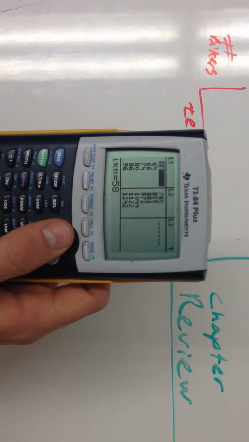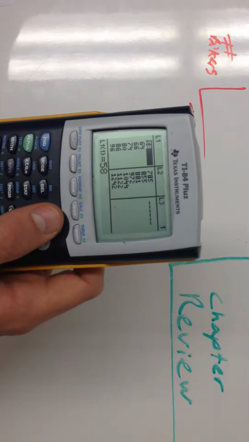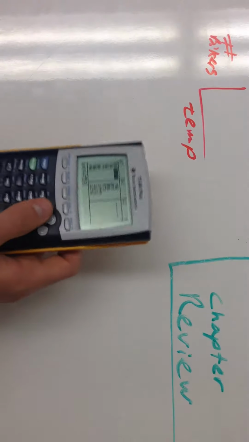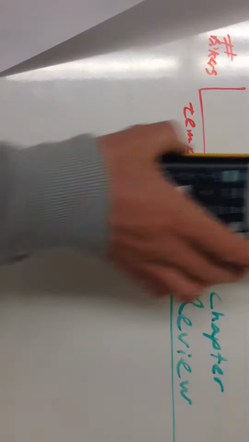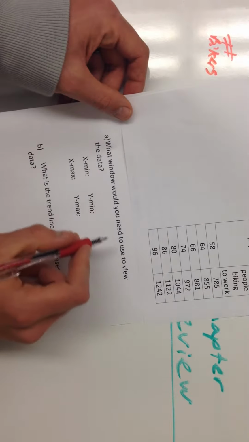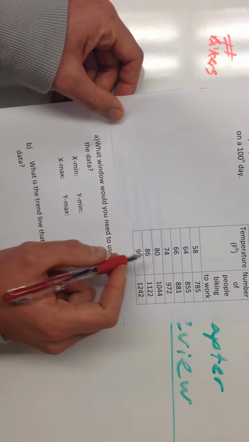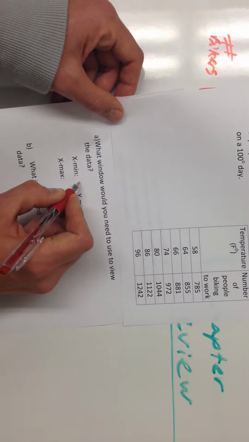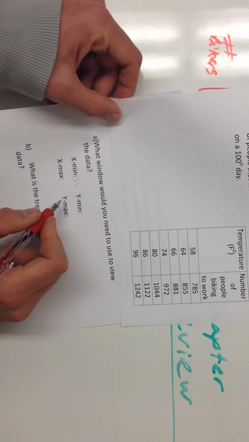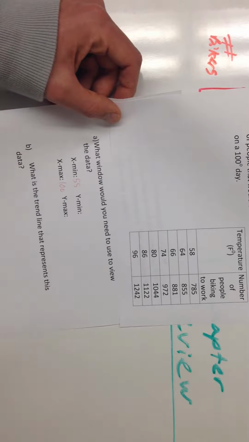So our first question says, find the trend line that represents this data. Actually, the very first question says this. Let's answer that. What would your window need to be to view this data? Well, our x values are our temperatures. So if we look at our low temperature, it's like 58. So we just need something lower than 58. We could view like 55 degrees. And it looks like our hot day is 96, so let's do like 55 to 100. That window will show us all of our data.